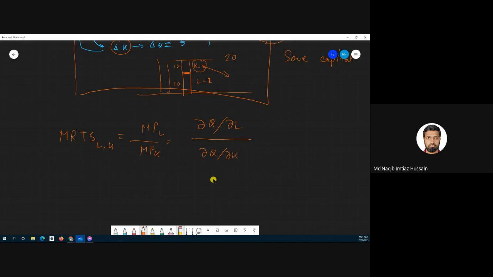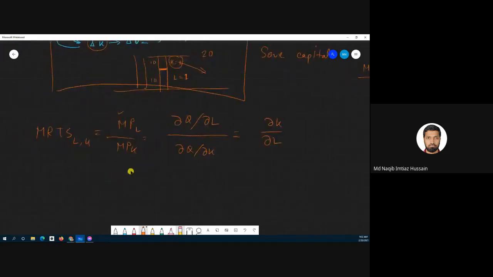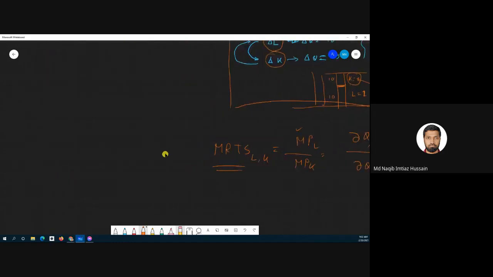Do you agree? The definition was del Q by del L, del Q by del K. That was the definition of marginal product of labor and marginal product of capital, respectively. So now, if you do the simplification, what do you find? Marginal product of K divided by marginal product of L. That is the definition of MRTS LK. So actually, what is this? This is nothing but a tangent on your isoquant line.